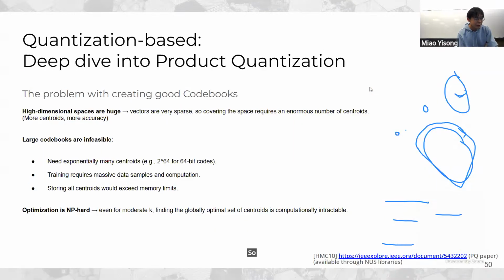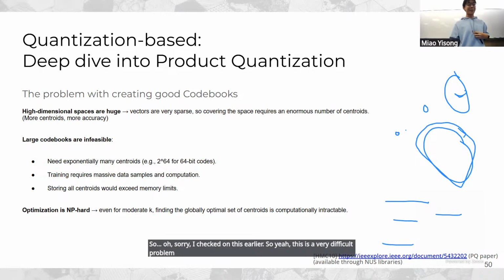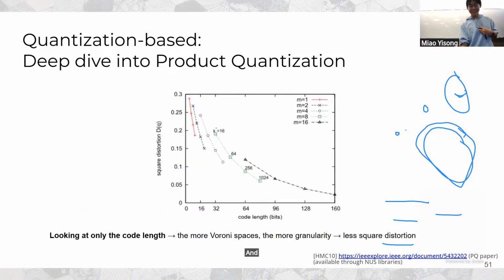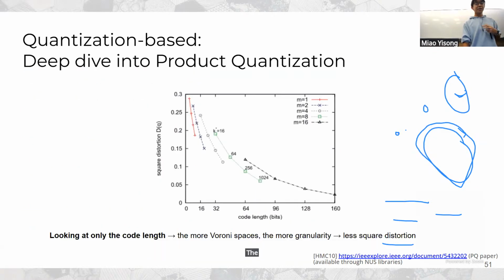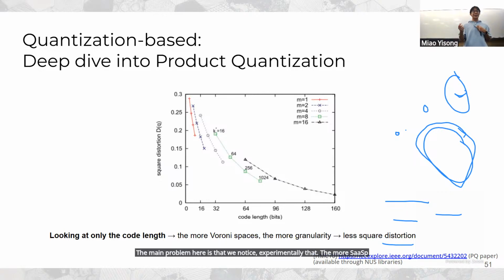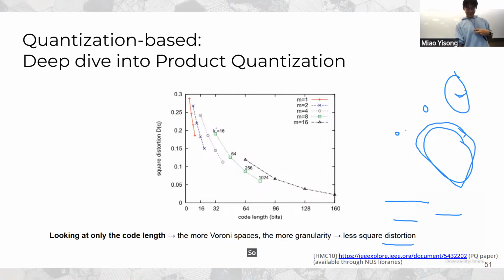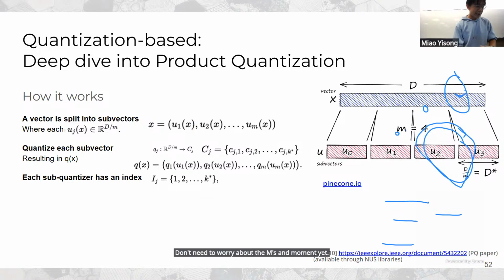Oh sorry, I should have gone over this earlier. So yes, this is a very difficult problem. The dimensional space is very large, and it's very sparse. Just now we defined a lot of these subspaces that have many different colors. The main problem here is that we notice experimentally that the more subspaces we have, the better our retrieval is, and the more granular each subspace can be. So in practice, you get less distortion. Don't need to worry about the M's and so on yet.